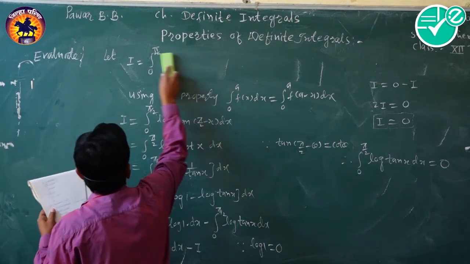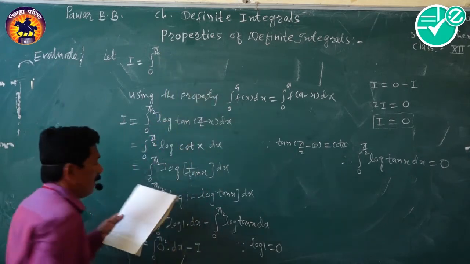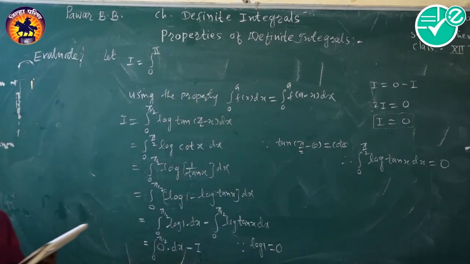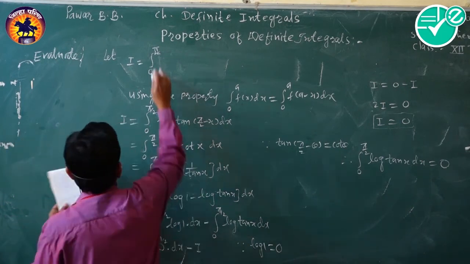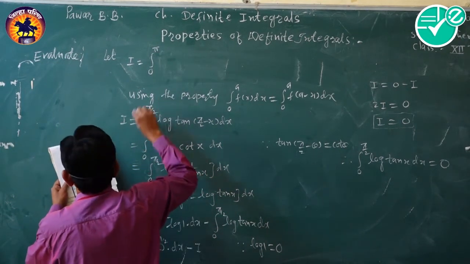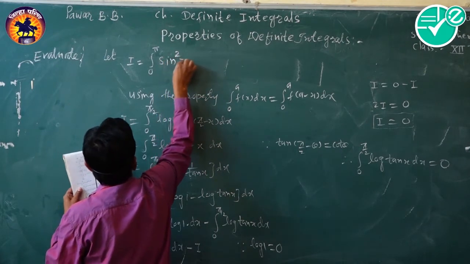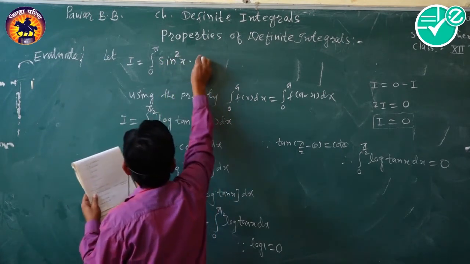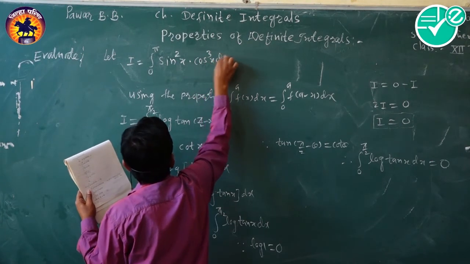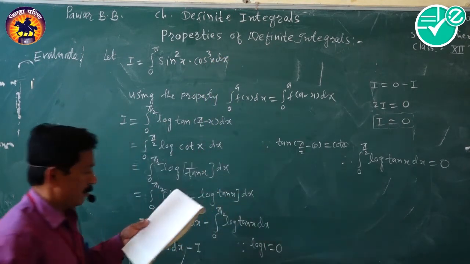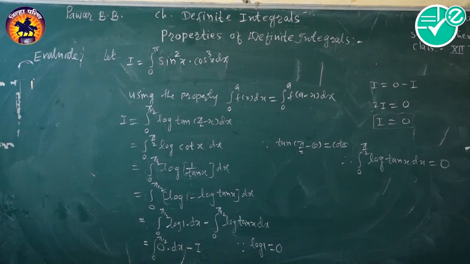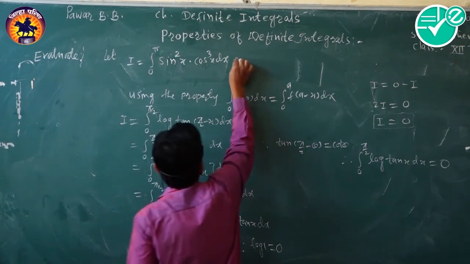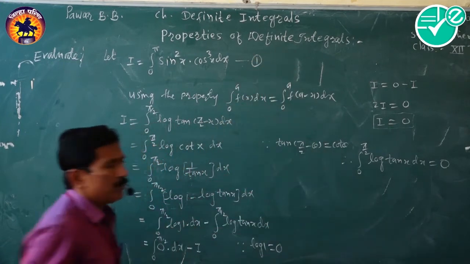Again take down the next example. Evaluate integration from 0 to pi sin square x into cos cube x dx. Let it be equation 1, using the same property.